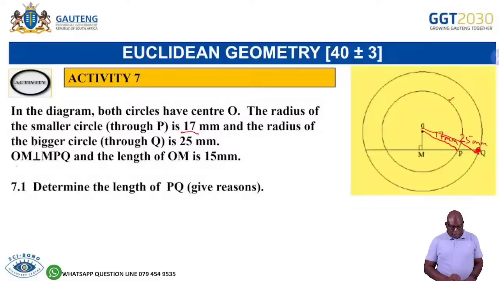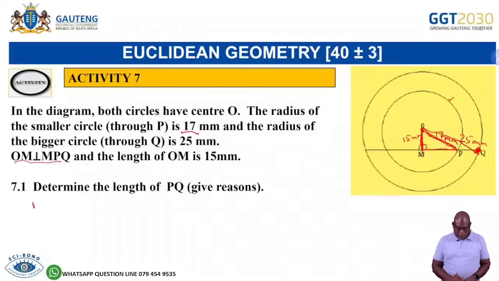Right. They say OM is perpendicular to that, so that is indicated. The length of OM is 15. So can you see this line here is not a radius, but that length here is 15 millimeters. So now I've got two diagrams here, and this angle is 90 degrees. So I'll have this smaller diagram, which has a hypotenuse and a side. I can get this side. So for me to get PQ, what should I do? I must first get MP.